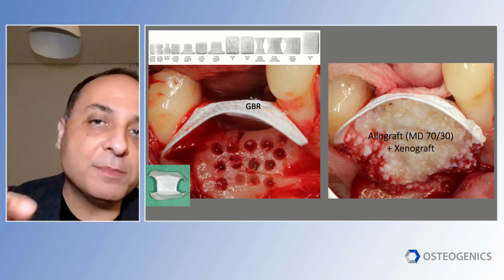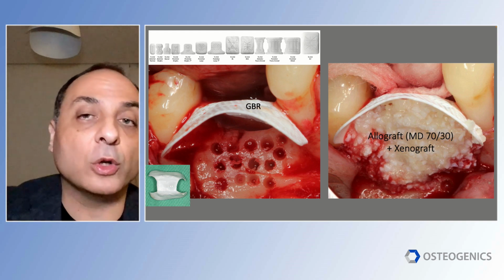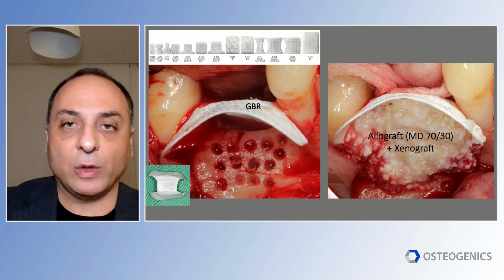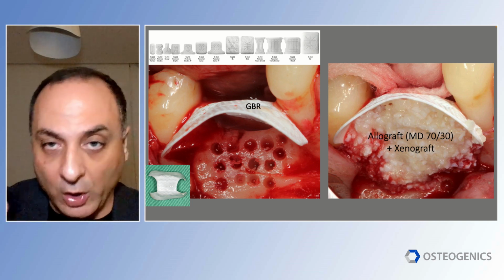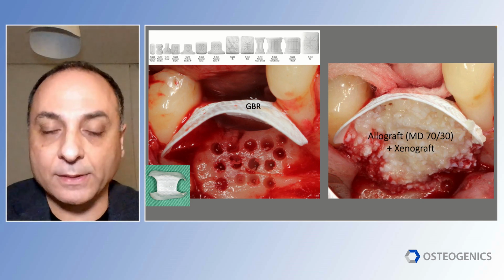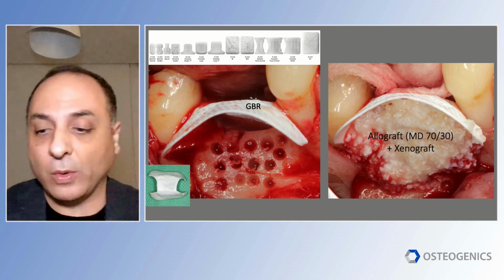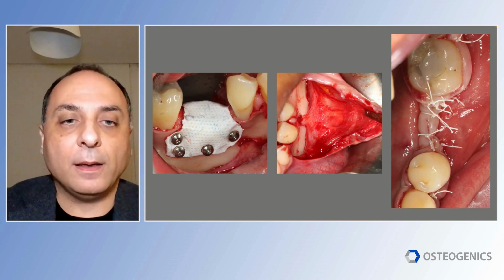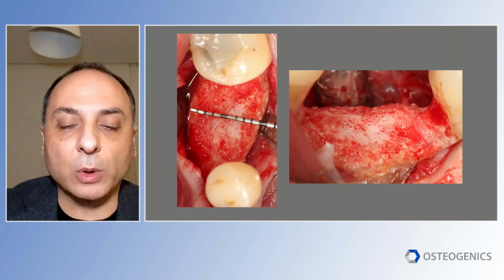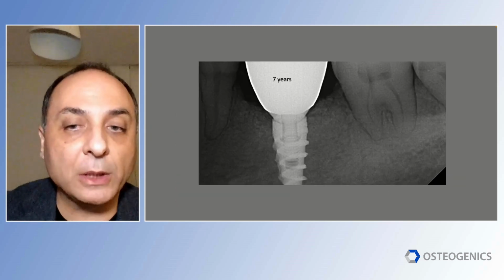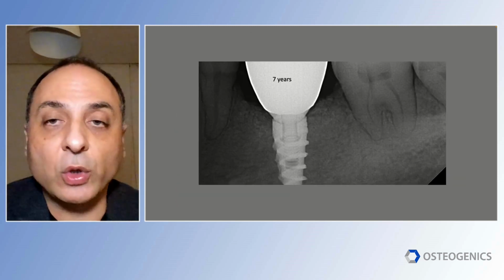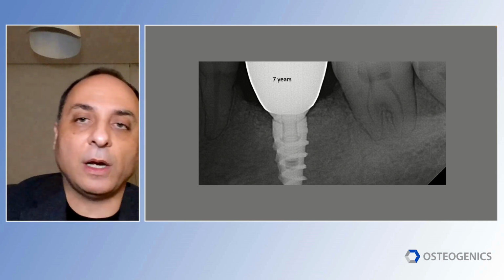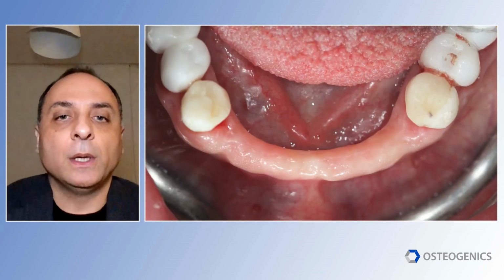And underneath this membrane, I've placed my preferred graft choice. We're going to talk about this graft choice in detail later on. It's a mixture between an allograft, which we're going to describe in detail, with some xenograft. That's my preferred graft choice. In this case, we were able to go from a 2 millimeter deficient ridge to a 3D reconstructed ridge, and it's perfectly stable after all these years.